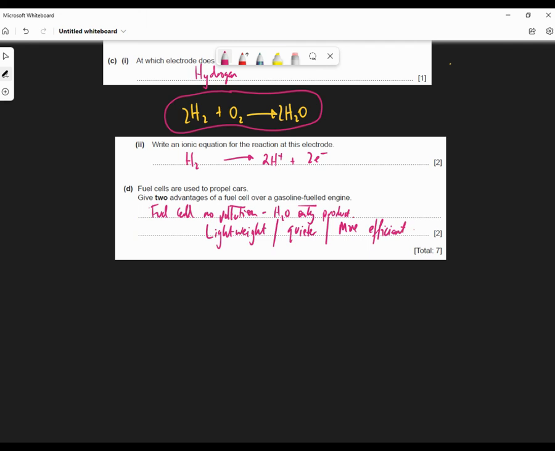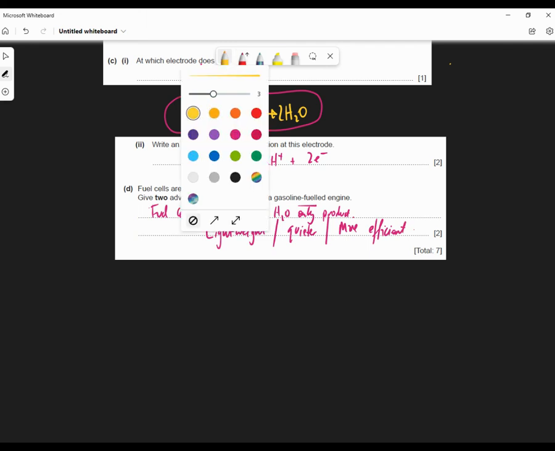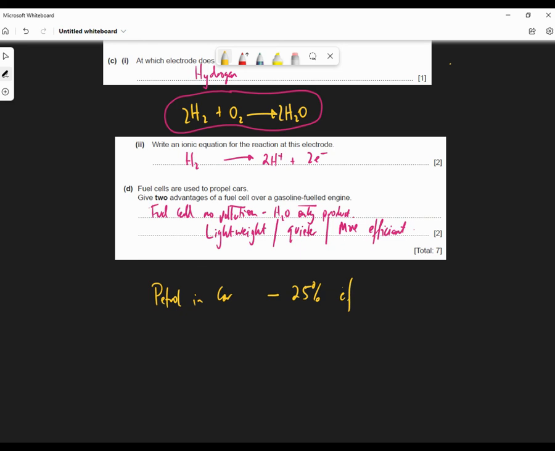A lot more efficient. Now, I've been looking at some numbers on this recently, and if you burn petrol in a car, for example, it's about 25% efficient. Now, what does the petrol do in a car? Well, obviously it moves the car along, but most of the energy goes into heating up the engine and getting rid of engine heat. But fuel cells are getting close to like 99% efficient. There are some losses, but they're much more efficient than petrol cars.